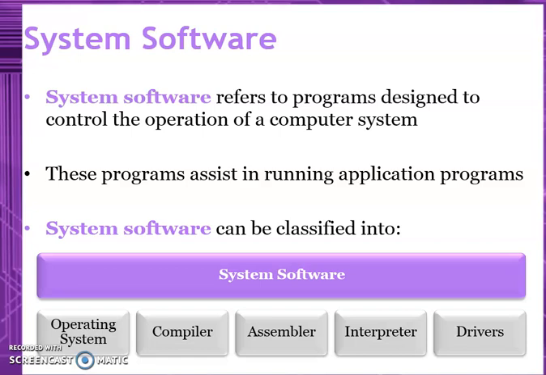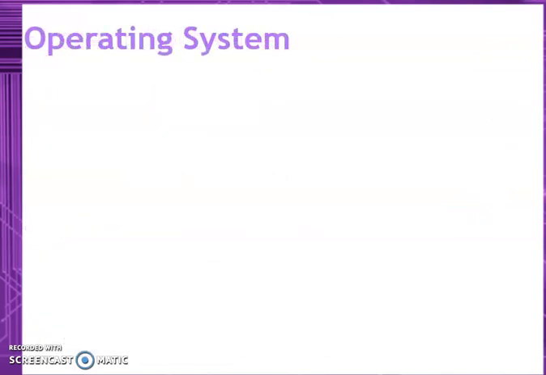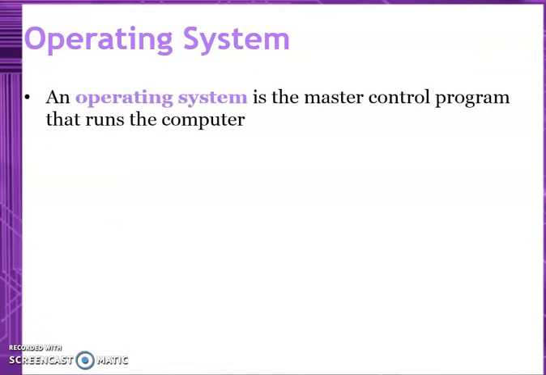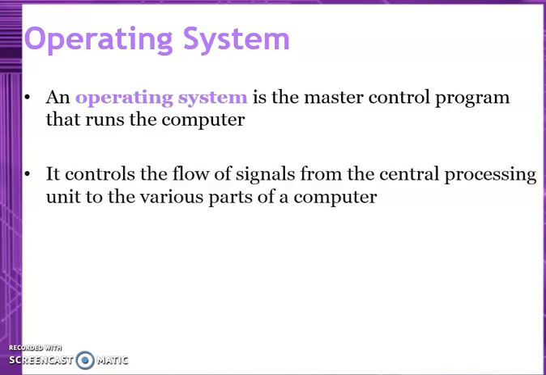System software can be classified into these groups. Operating system, compiler, assembler, interpreter, and drivers. These are all your system software. What is an operating system? It is basically the master control program that runs your computer. It controls the flow of signals from your central processing unit, the CPU, to various parts of the computer, like your Windows, which helps to communicate between the user and your hardware. The operating system is the way of communication between your hardware and the user.